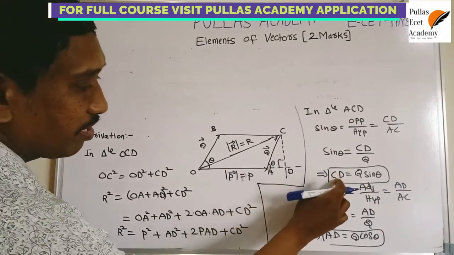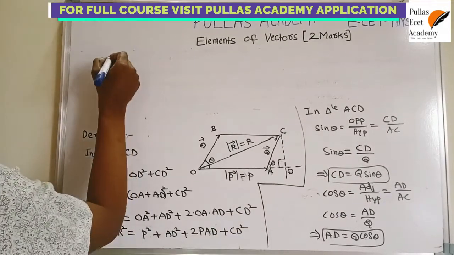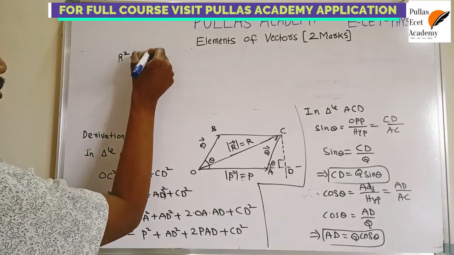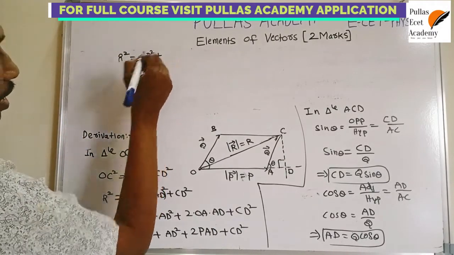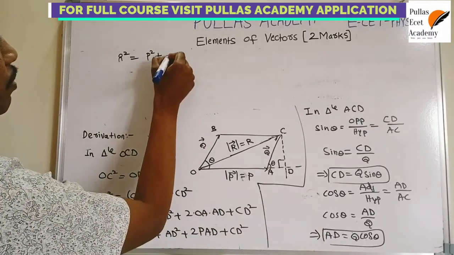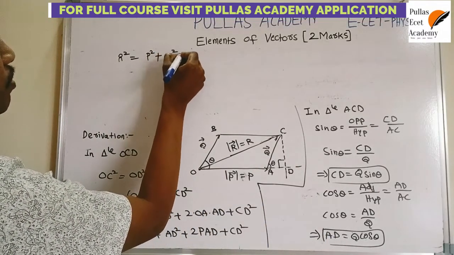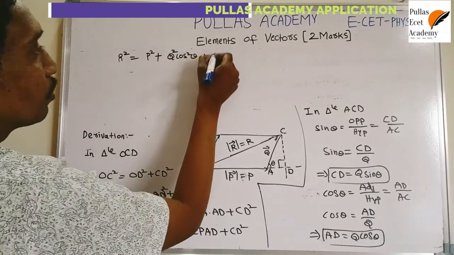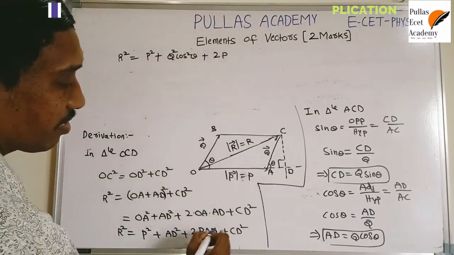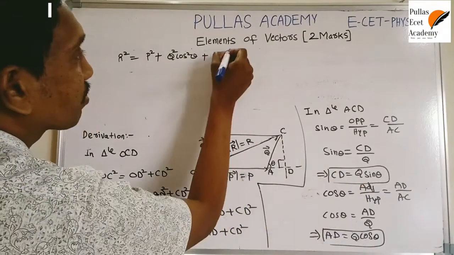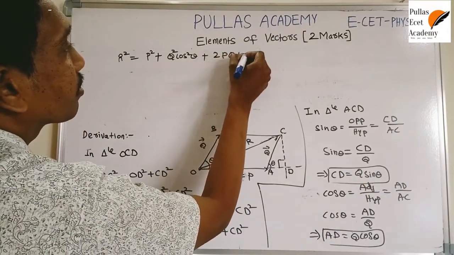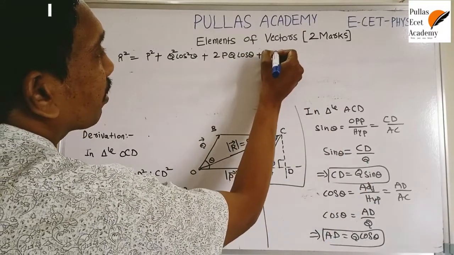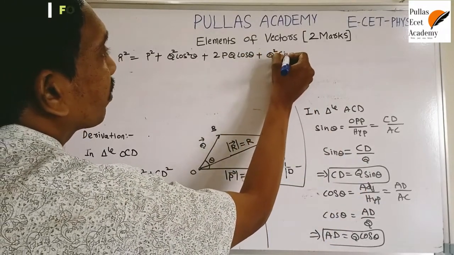Now substitute these CD and AD values in this equation. You get R square is equal to, already we have P square plus AD square. AD means Q cos theta, whole square, means Q square cos square theta. Next plus 2P into AD. AD stands for Q cos theta. Next plus CD square. CD is again Q sin theta, whole square, means Q square sin square theta.